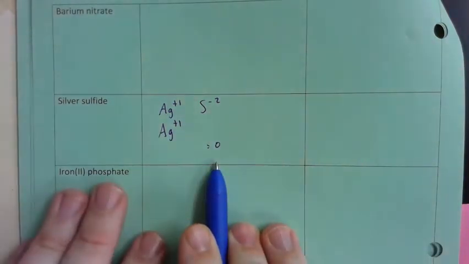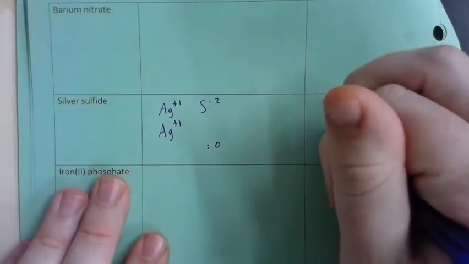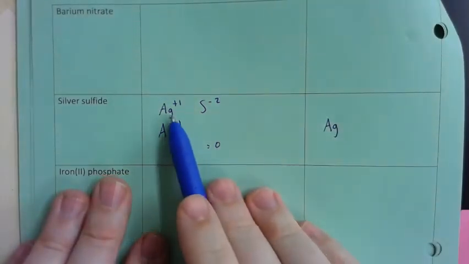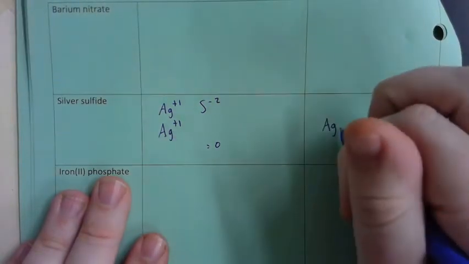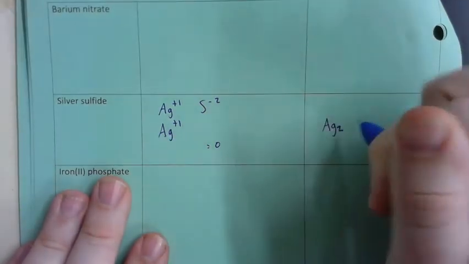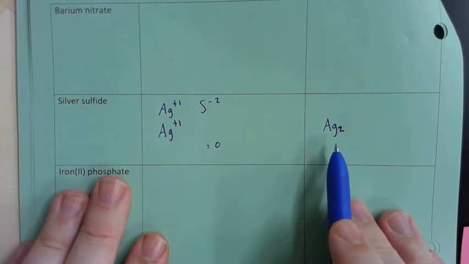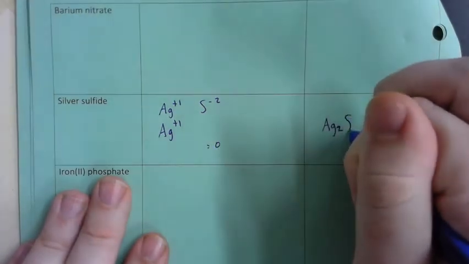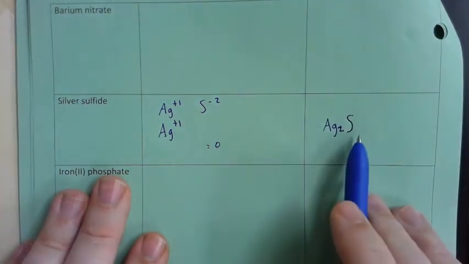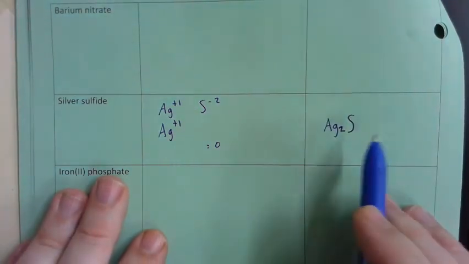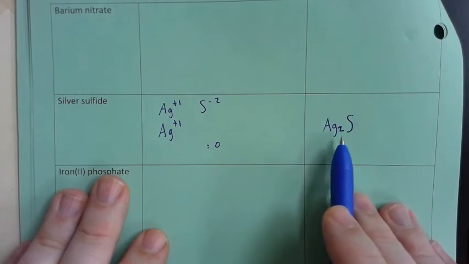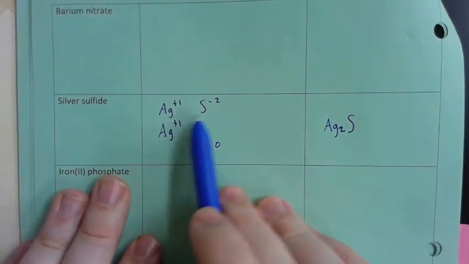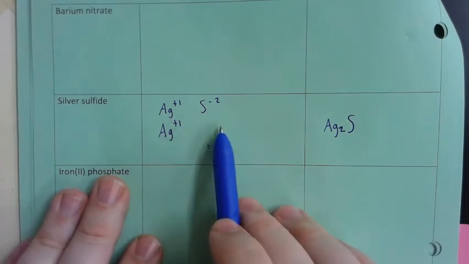Now when I write this down in my formula, I have a silver ion and I have 2 of them, so I write a 2 subscript. All right. Now I only have 1 sulfide, so I just need to write S. No need to write a 1 next to the S. The S shows I already have 1 there. But this subscript here tells me how many ions I needed to cancel the other out.